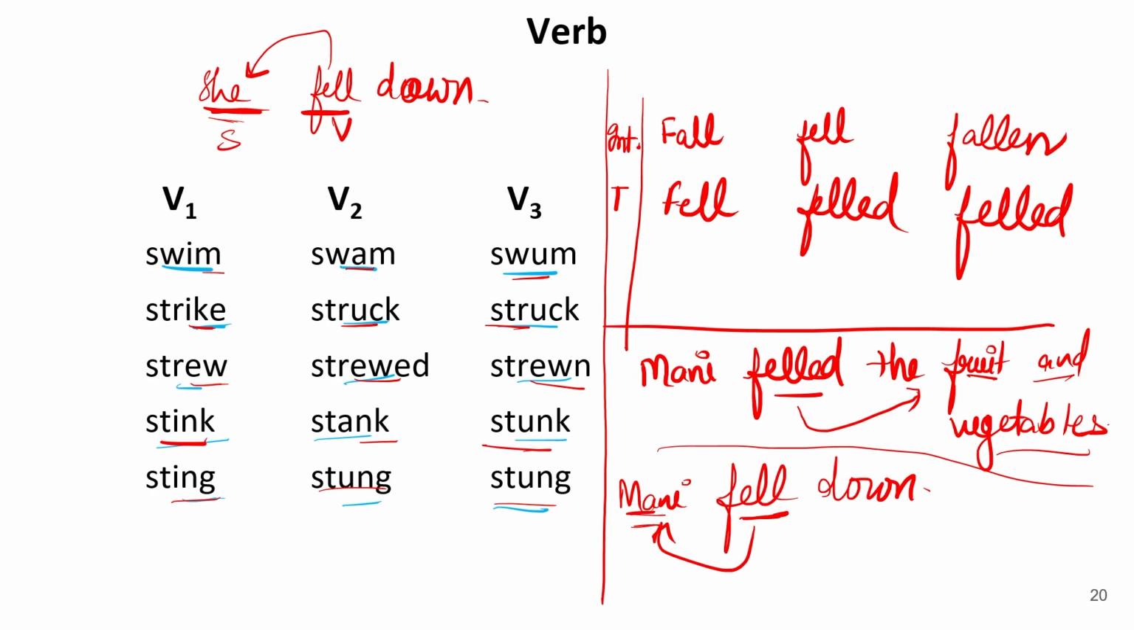Fell is used intransitively and felled is used transitively. Let us write this in the form of subject plus verb plus object. If the subject falls down, we use the words fall, fell, and fallen. And if the object falls down, we use fell, felled, and felled as the verbs. So basically intransitively we use fall, fell, fallen, and for transitive verbs we use fell, felled, felled.